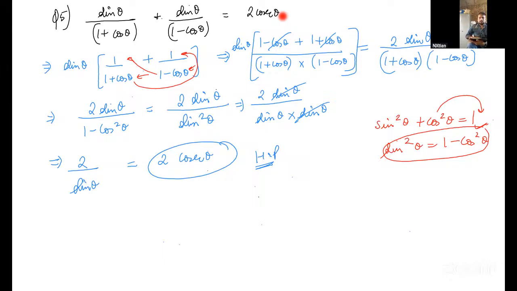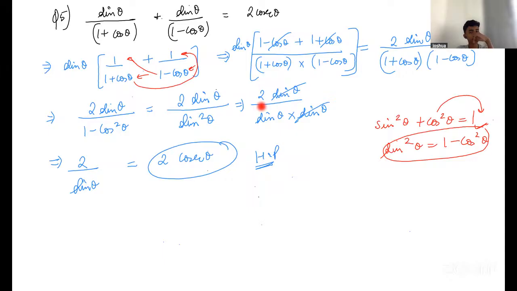Yeah, next question. Any question? You guys have doubt? No, sir. Okay. Sir, in the 2 sine theta by sine theta into sine theta, can we cut the other sine theta also? Which part, beta? The 2 sine theta by sine theta into sine theta. Yeah, we can cut.